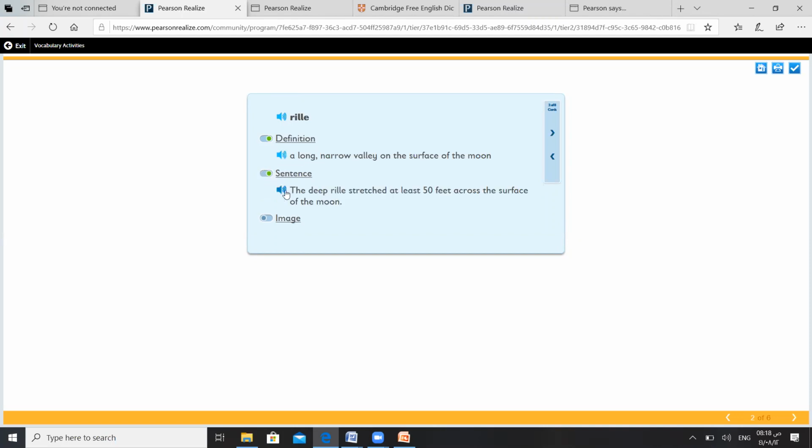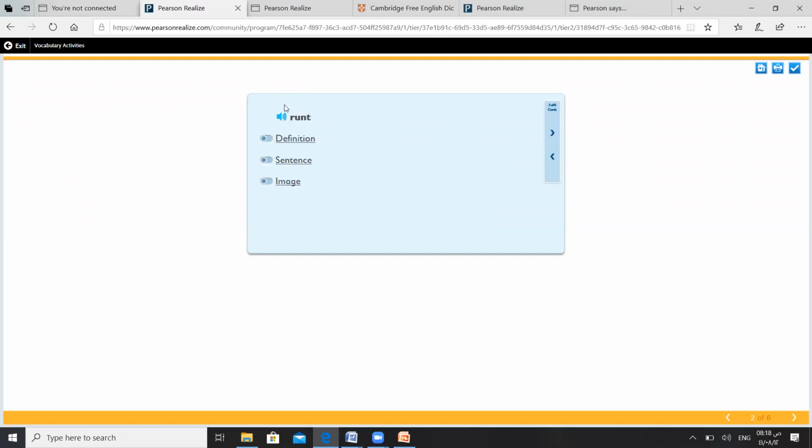Sentence about it. The deep rill stretched at least 50 feet across the surface of the moon. So when I mention rill, what do I mean by rill? A long, narrow valley. Valley is the land between 2 mountains, remember?